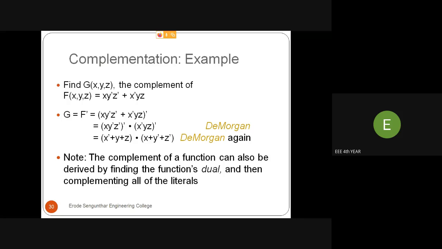Before that, we divide the whole bar: x y bar z bar whole bar into x bar y z whole bar. Now again De Morgan's theorem: x bar plus y, x bar plus y plus z, into x bar plus y, x plus y bar plus z bar. This is De Morgan's. So the complement of a function can also be derived by finding the function's dual and then complementing all of the literals.